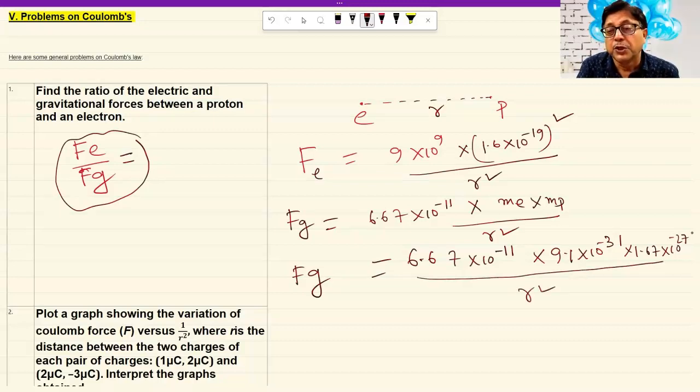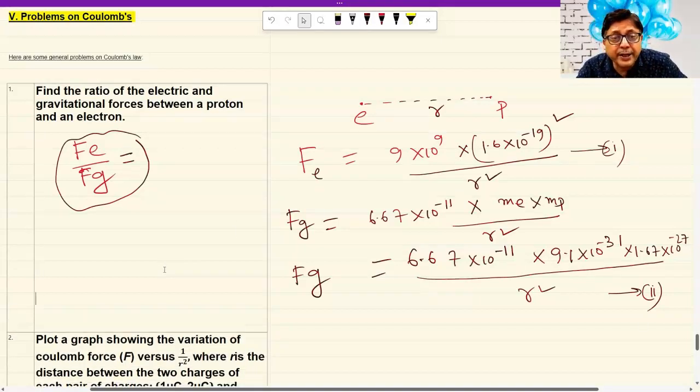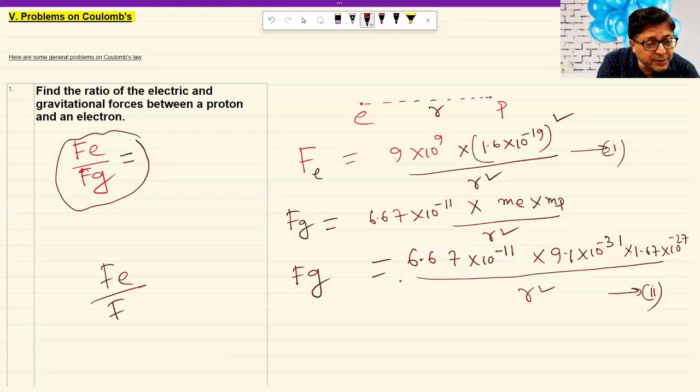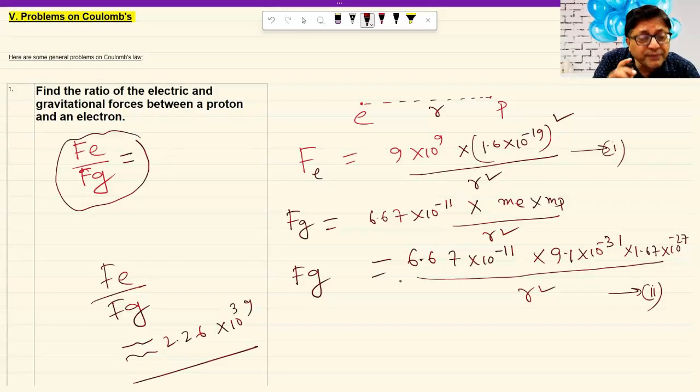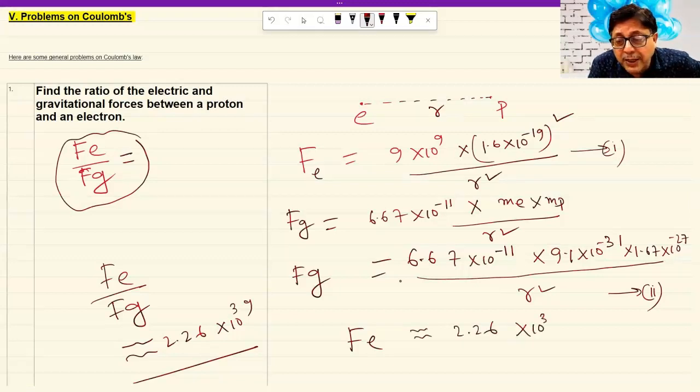Okay, so you got Fe. They asked you to compare electric and gravitational force. You got Fg. Now let us find Fe by Fg. What will you get if you calculate Fe by Fg? I have calculated this, not showing the calculator here. So Fe by Fg is approximately 2.26 into 10 to the power 39. So one very interesting thing we have observed is that Fe is approximately 2.26 into 10 to the power 39 multiplied by Fg.